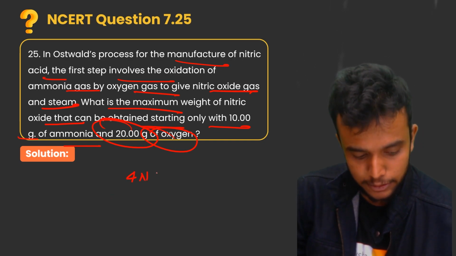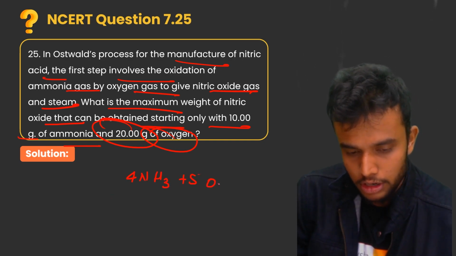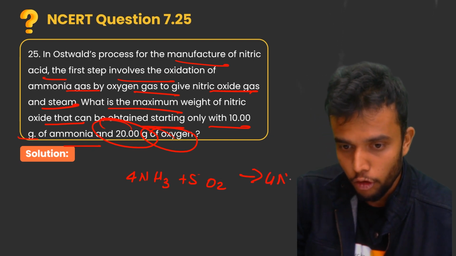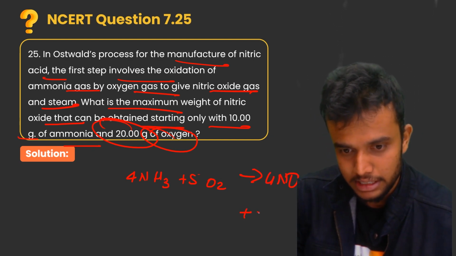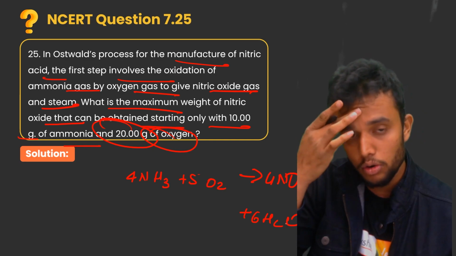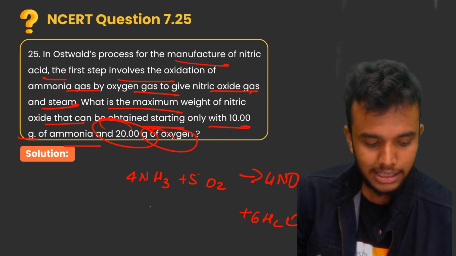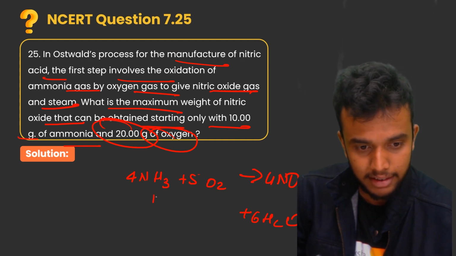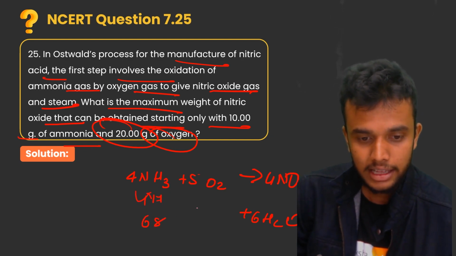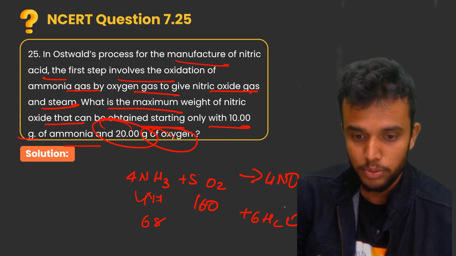The actual reaction is 4NH3 molecules and 5O2 molecules converted into 4NO, nitric oxide, plus 6H2O molecules. Count, students, the atomic mass numbers. The NH3 molecule has atomic mass number 17. 17 times 4 becomes 68. In the case of oxygen, 160, in this case 120 and 108.